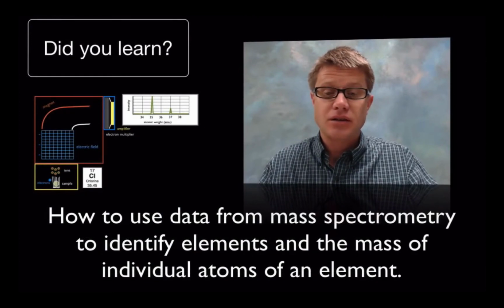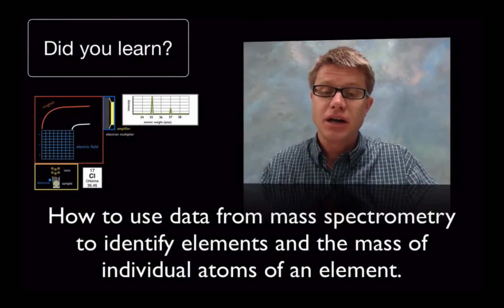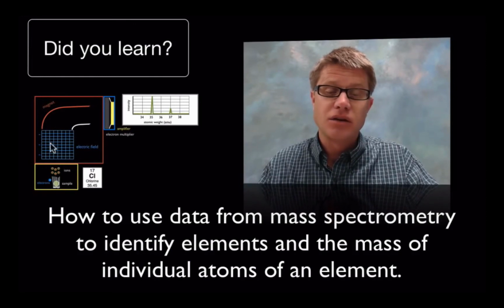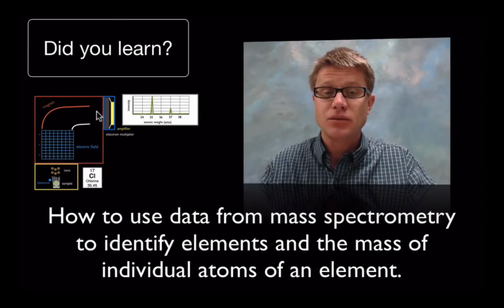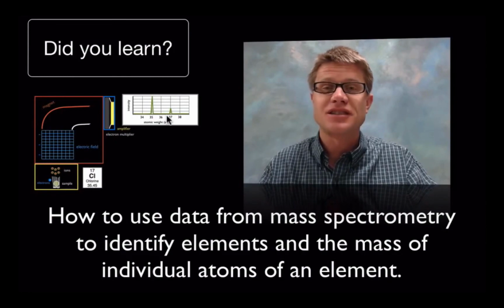And so did you learn this? How to use data from mass spectrometry to identify elements and mass of individual atoms in an element? Remember, it all ends up on that curve. And whether you can make the curve or not is going to be based on your mass. We can look at a spectrum from that to figure out their abundance, and I hope that was helpful.